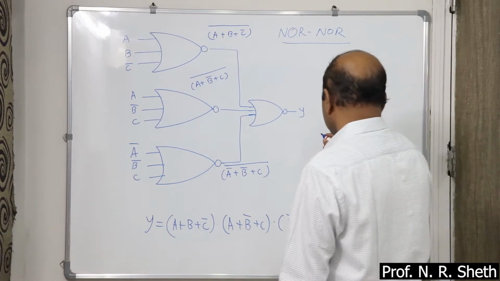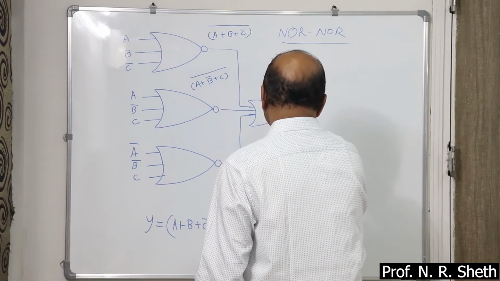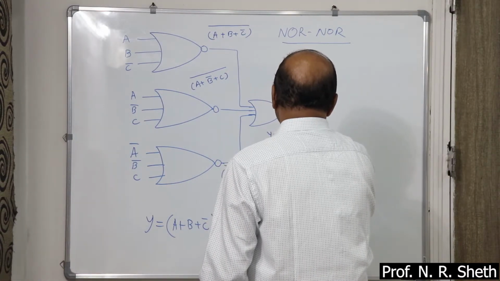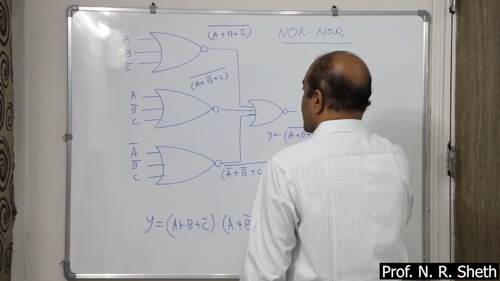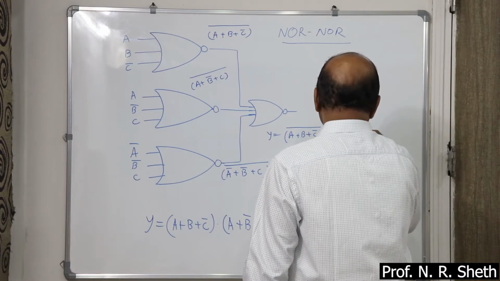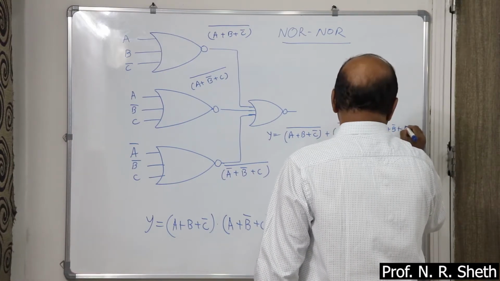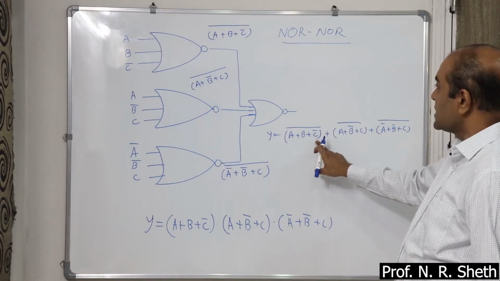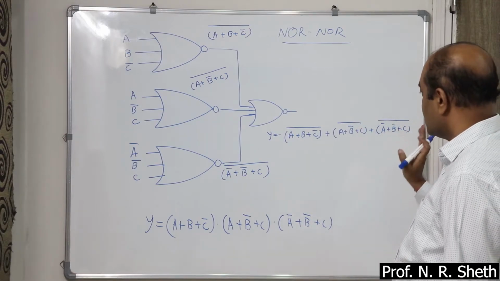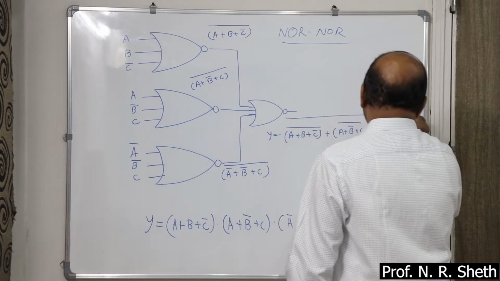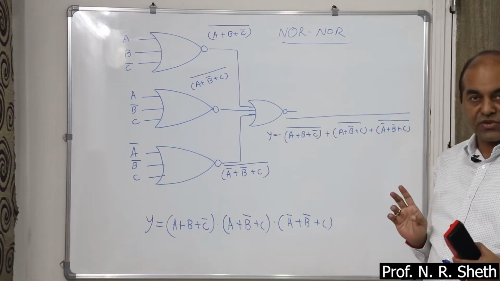So, here Y equals to A plus B plus C bar all over bar, plus A plus B bar plus C all over bar, plus A bar plus B bar plus C all over bar, all over bar. This is the application of gate number 4. Here there is a plus sign as well as there is an inversion sign.